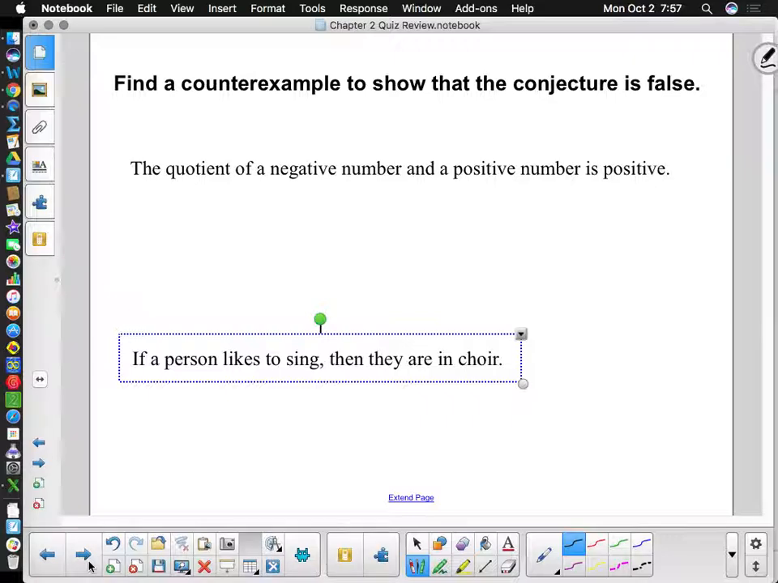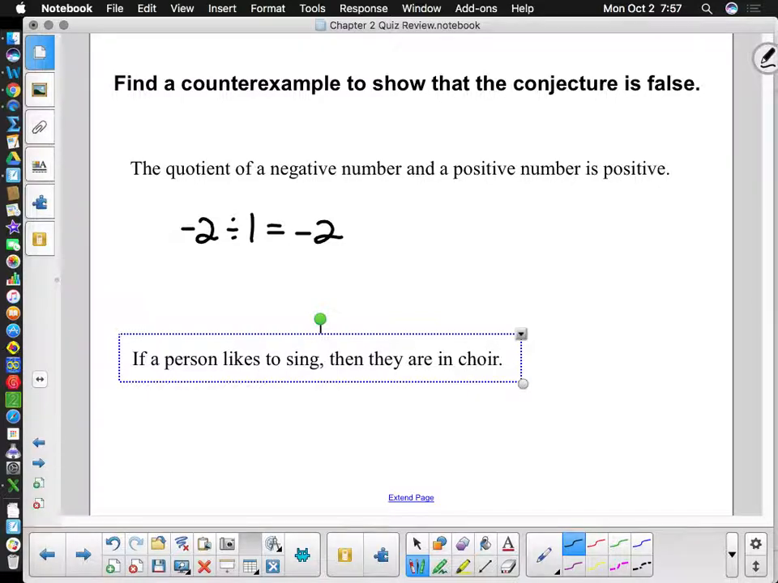So I need a counterexample to prove that's false. Now, this one is actually ridiculously simple because the statement is clearly false. The quotient of a negative number and a positive number is always what? Negative. So what's the counterexample going to be? Negative 2 divided by 1. Okay. There we go.